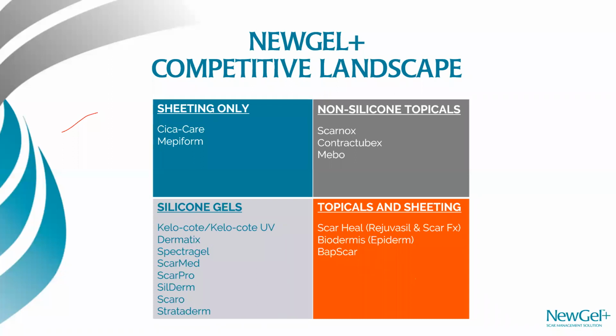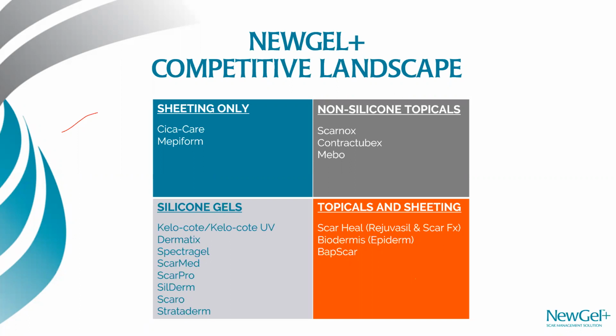And then on the bottom right are the companies that most resemble ours. That would be Scar Heal, Biodermis, and BAP Scar. They're the full service companies. They're the ones that offer both topical scar products, silicone products, and sheeting.